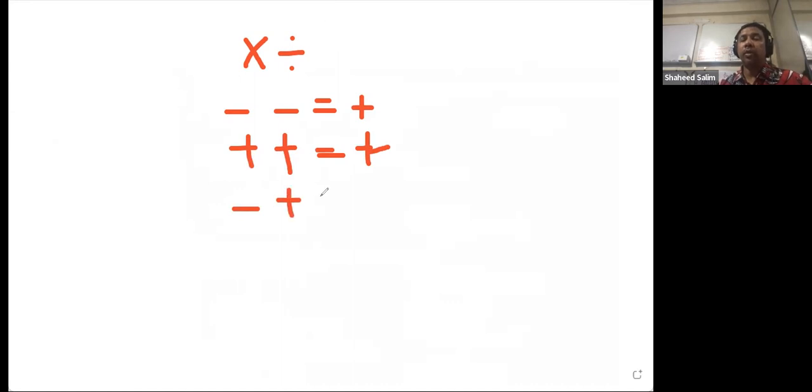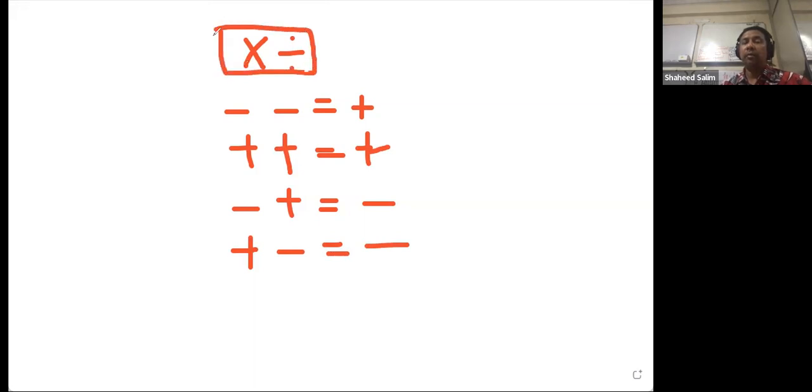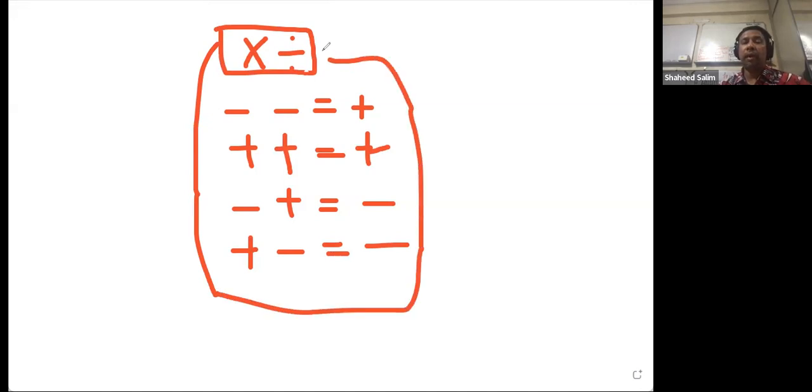minus and plus, you get minus. Plus and minus, you get minus. This is in between two numbers. This chart you must memorize. Okay, because you're going to use it right until set 4 or set 5. Well done, Kalisa. So here we go. We go back.